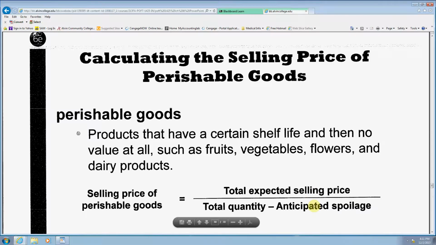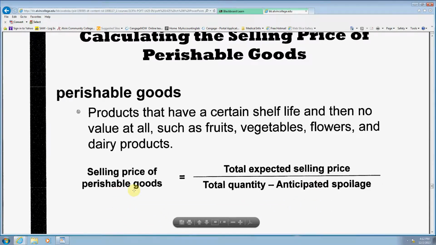We're going to be looking at perishable goods. These are products that have a certain shelf life and then no value at all, such as fruits and vegetables, flowers, dairy products. To get the selling price of these perishable goods, we take the total expected selling price, divide it by the total quantity minus the anticipated spoilage.